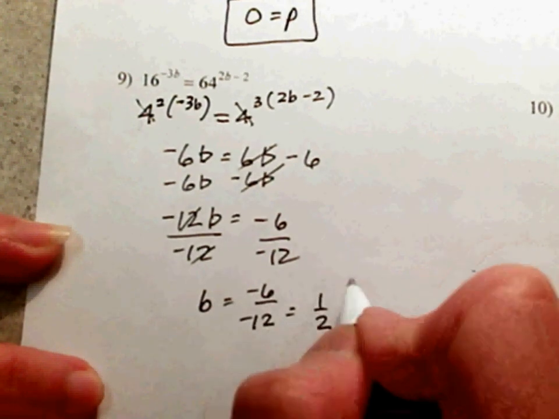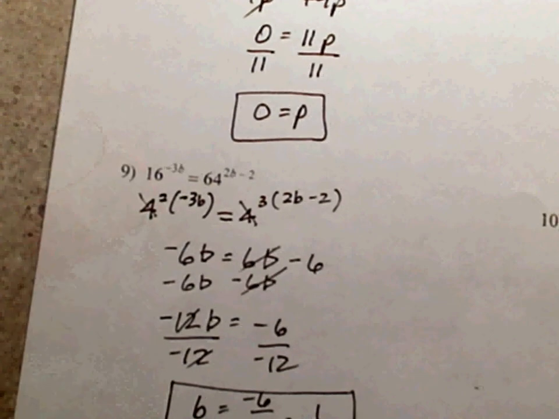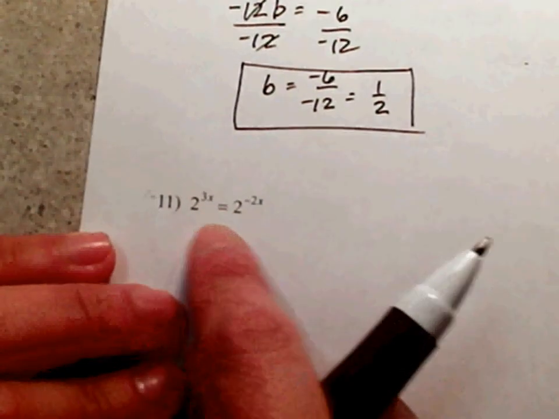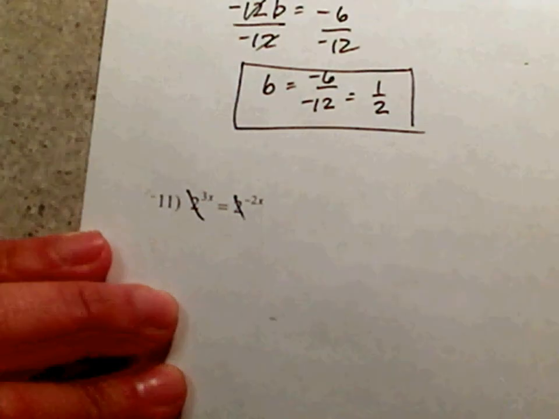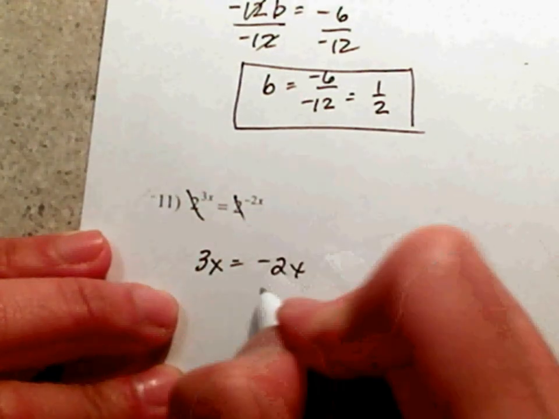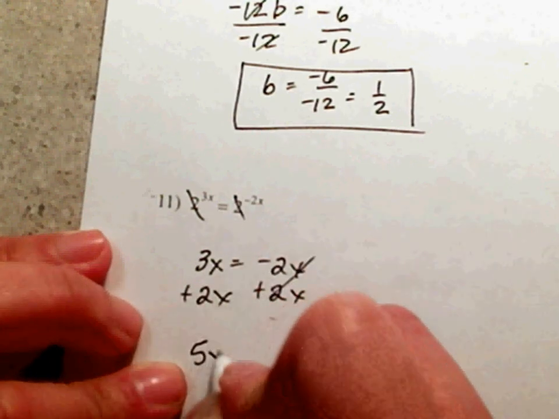Okay? Number 11. Oh look, the base is already the same. Cancel those out. So you have 3x equals negative 2x. Add 2x to both sides. 5x equals 0. x is equal to 0. And they both work. Okay?